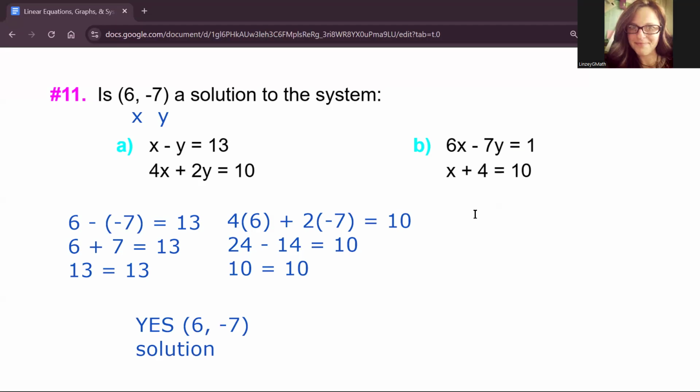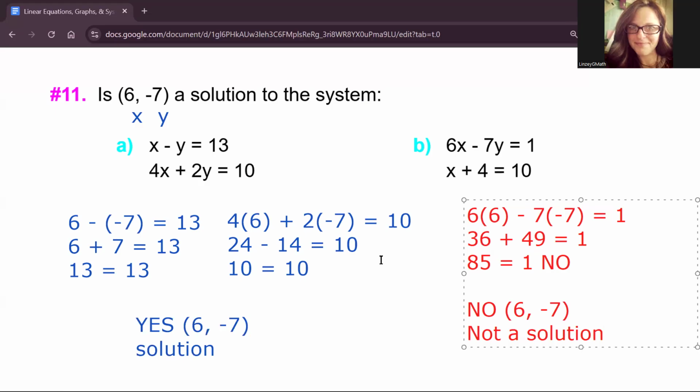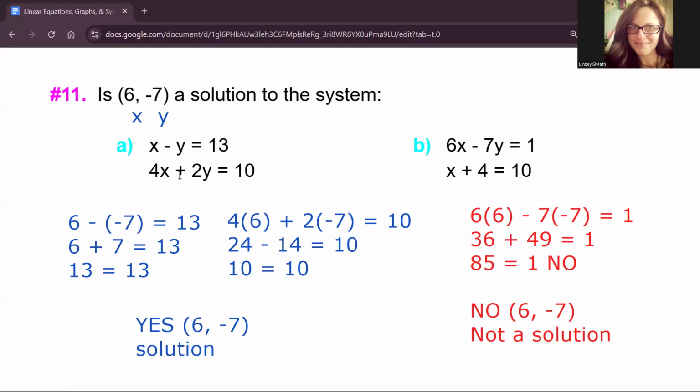And then let's try choice B over here. We'll see if it works. We get 6 times, we're substituting 6 in for x, minus 7 times, we're substituting negative 7 in for y. And let's see here, we get 36 plus 49 is equal to 1. I don't think so. 85 is not equal to 1. So no, not a solution to this system. It only works for this system.